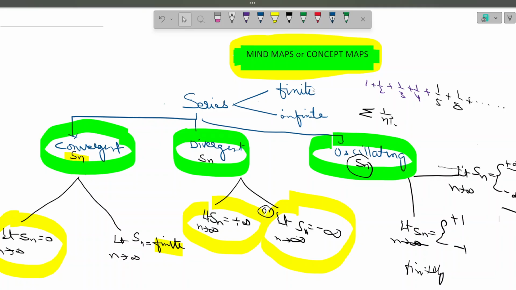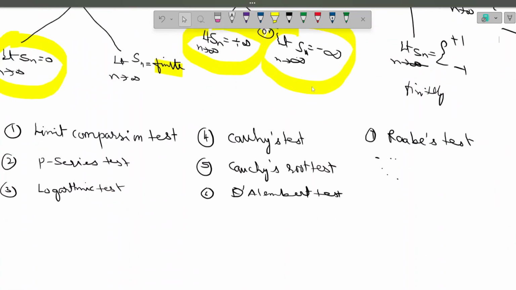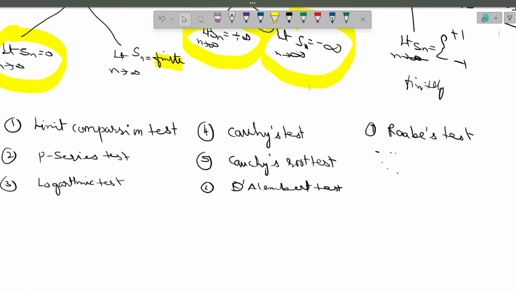To test the series we have some tests. What are the tests? Limit comparison test, p series test, logarithmic test, Cauchy integral test, Cauchy root test, D'Alembert test, Raabe test, and so on. In total there are 10 to 15 tests to say whether the series is convergent or divergent.